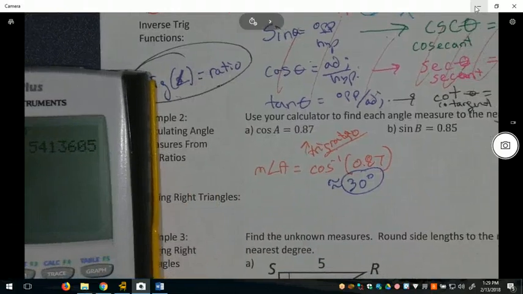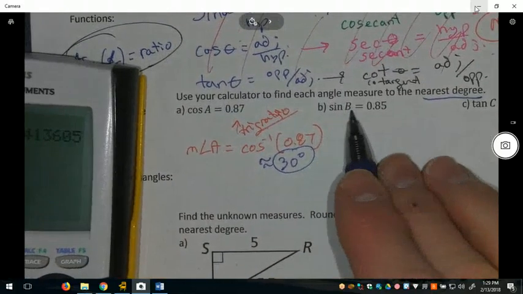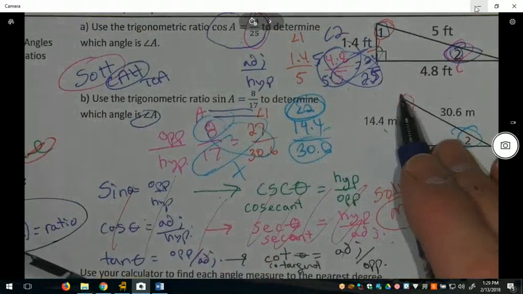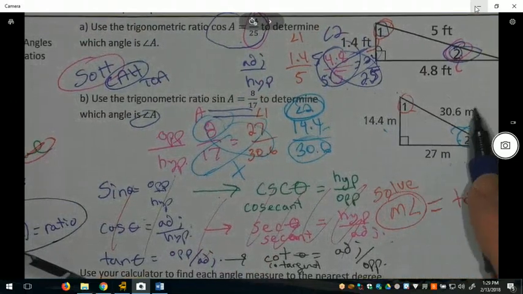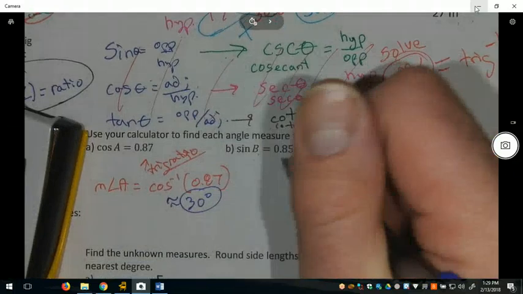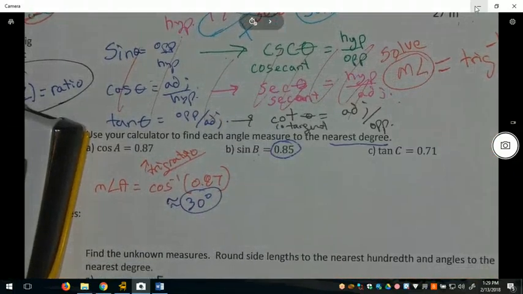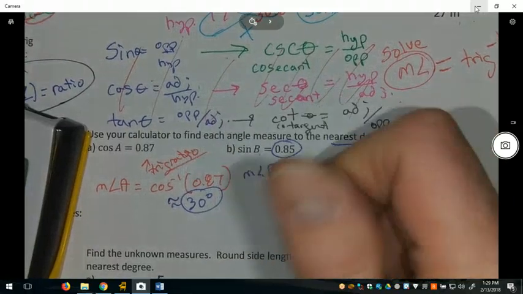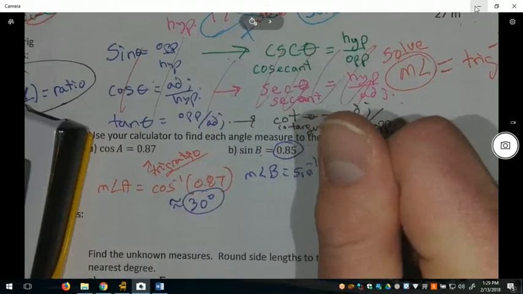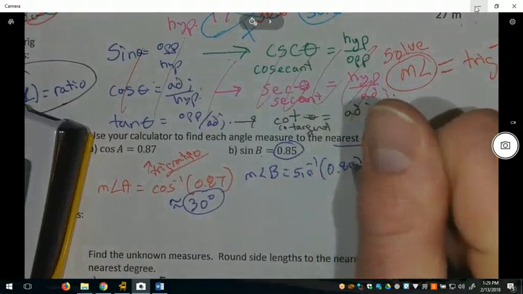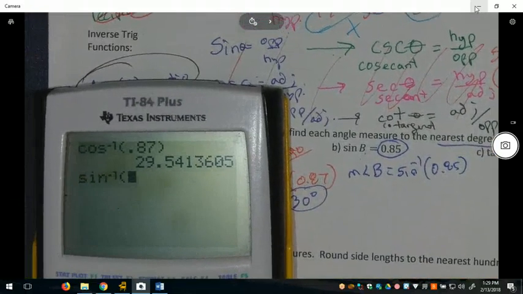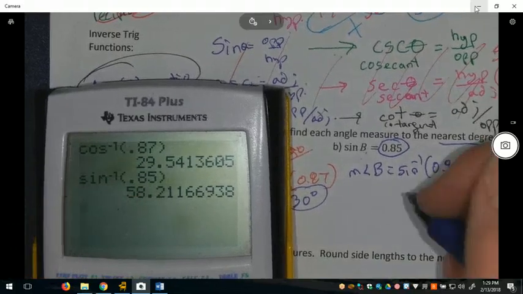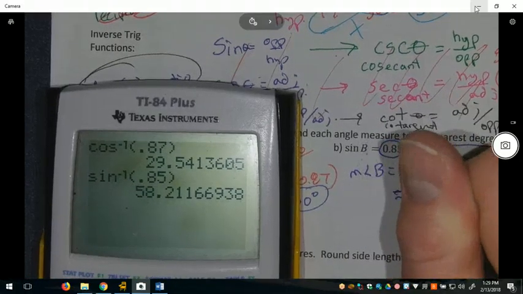For letter B, the sine of angle B. So in some picture like this, I had an angle B, and they did the ratio of opposite over hypotenuse, and they got the ratio to be 0.85. But they want to know what the measure of angle B is. So I'm going to do sine inverse of that sine ratio. Sine inverse of 0.85 gives me 58.2, rounded to the nearest degree is 58 degrees.